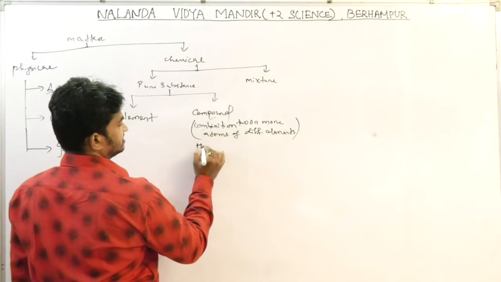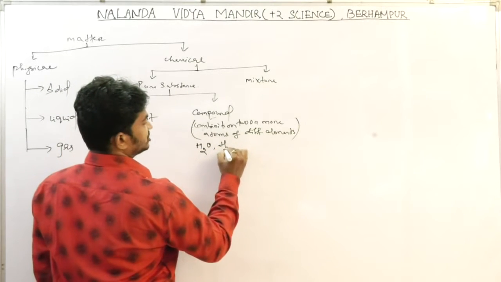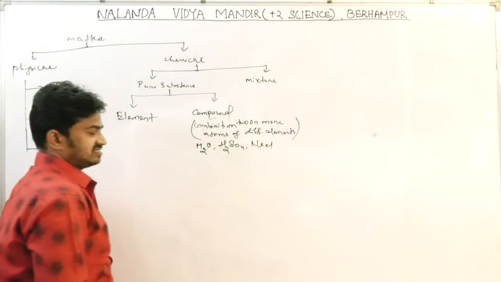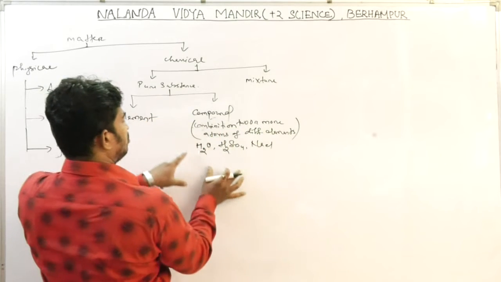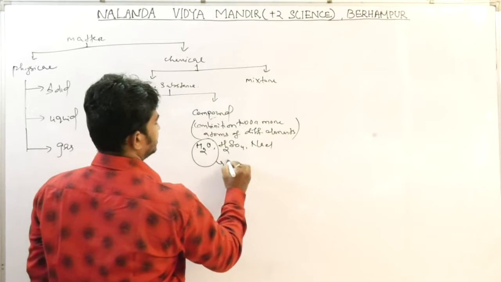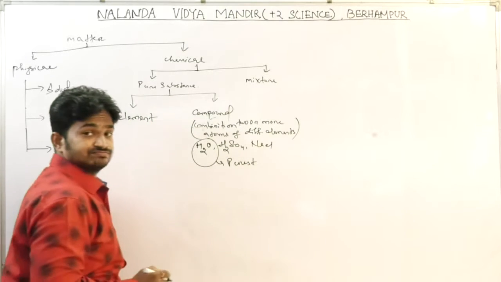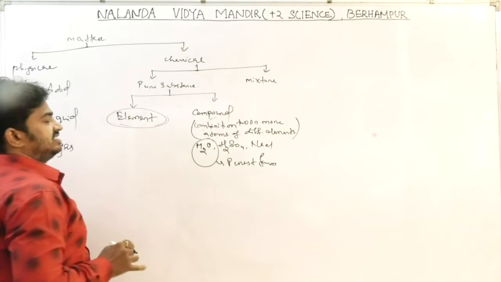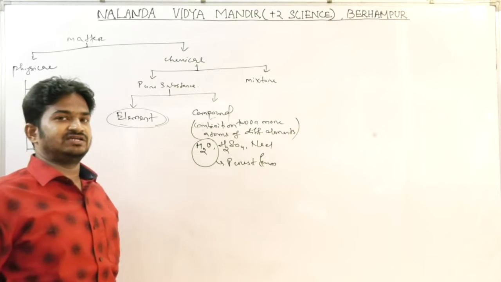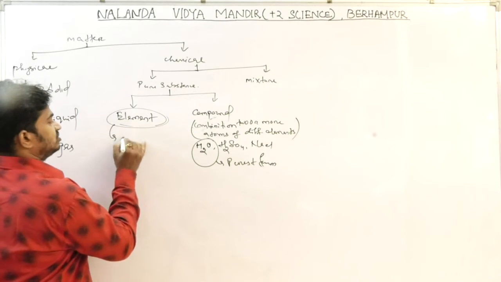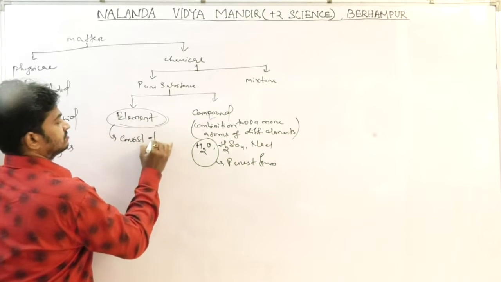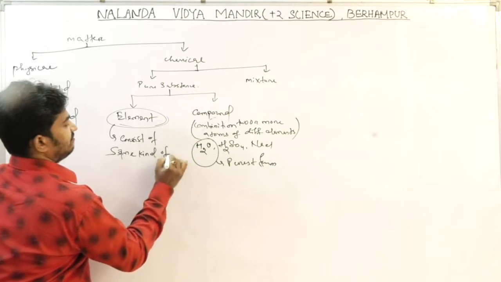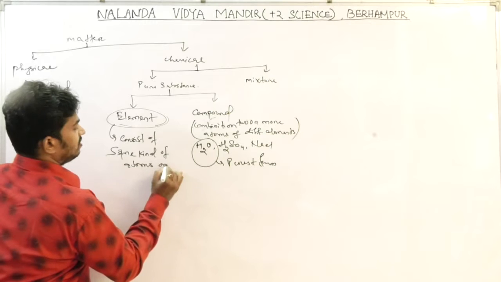Examples we can take are water, H2SO4, NaCl, like that. So here the compound water is a purest form. Similarly, element also is the purest form. It consists of the same kind of atoms only.